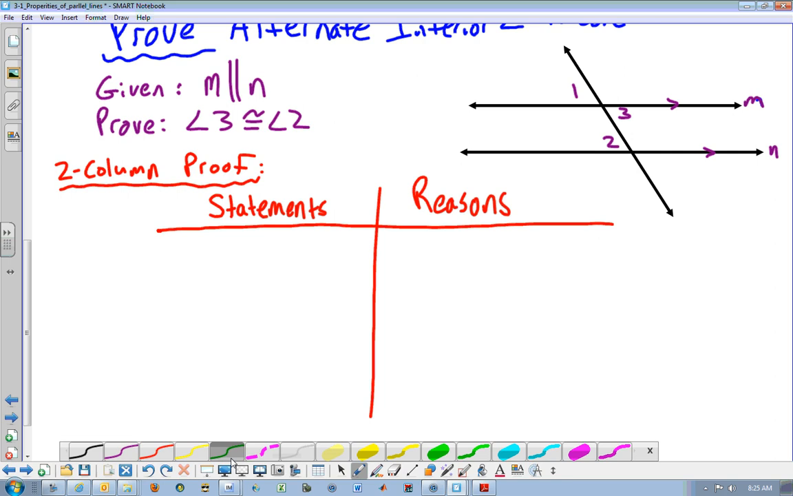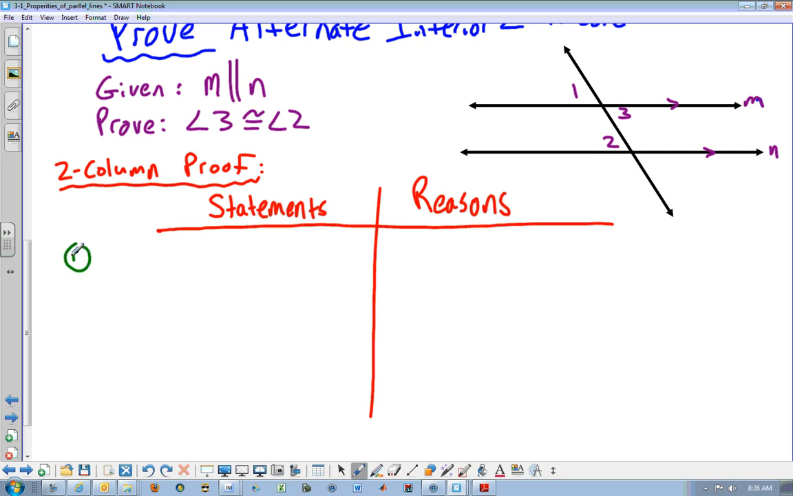Lines M and N are parallel. Very good. How do you know that? That's good. Don't avoid the simple stuff. It's given. You got to state that, though. Just because it's given doesn't mean we can use it. You can only use stuff that's written down here. Good. By the definition, we have to know that those are alternate interior angles, right? Very good.